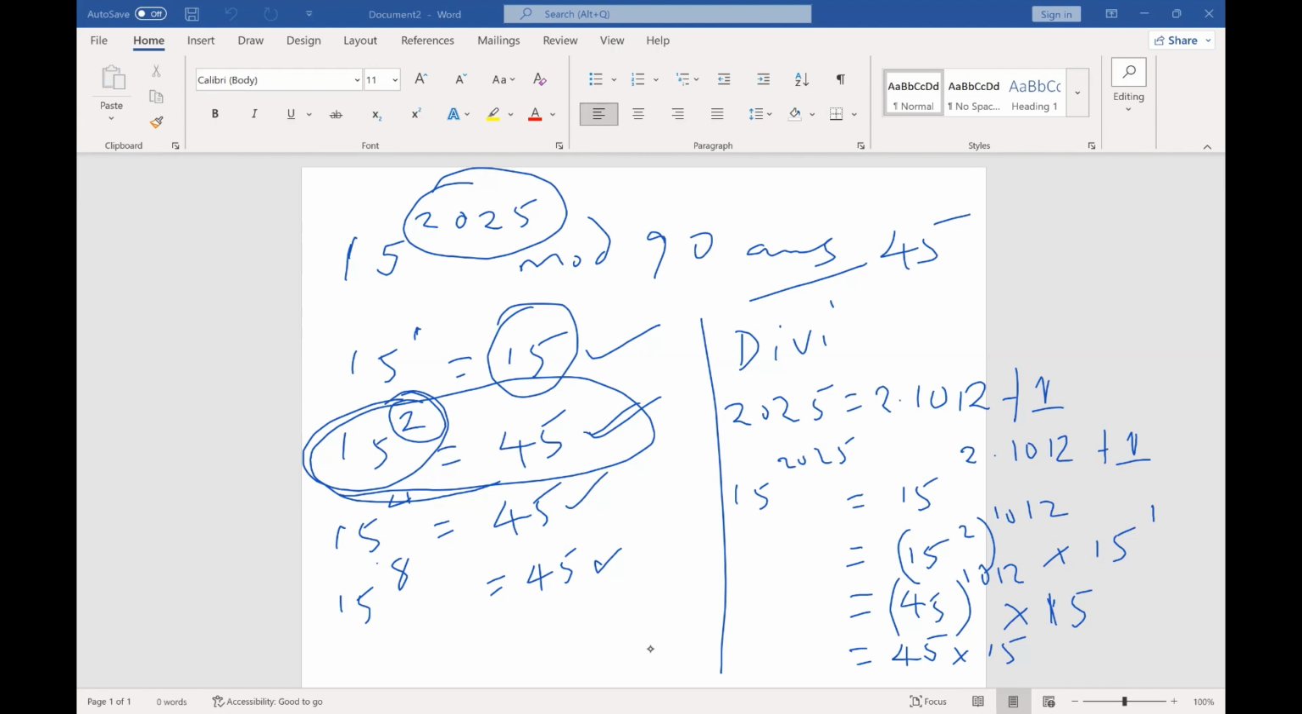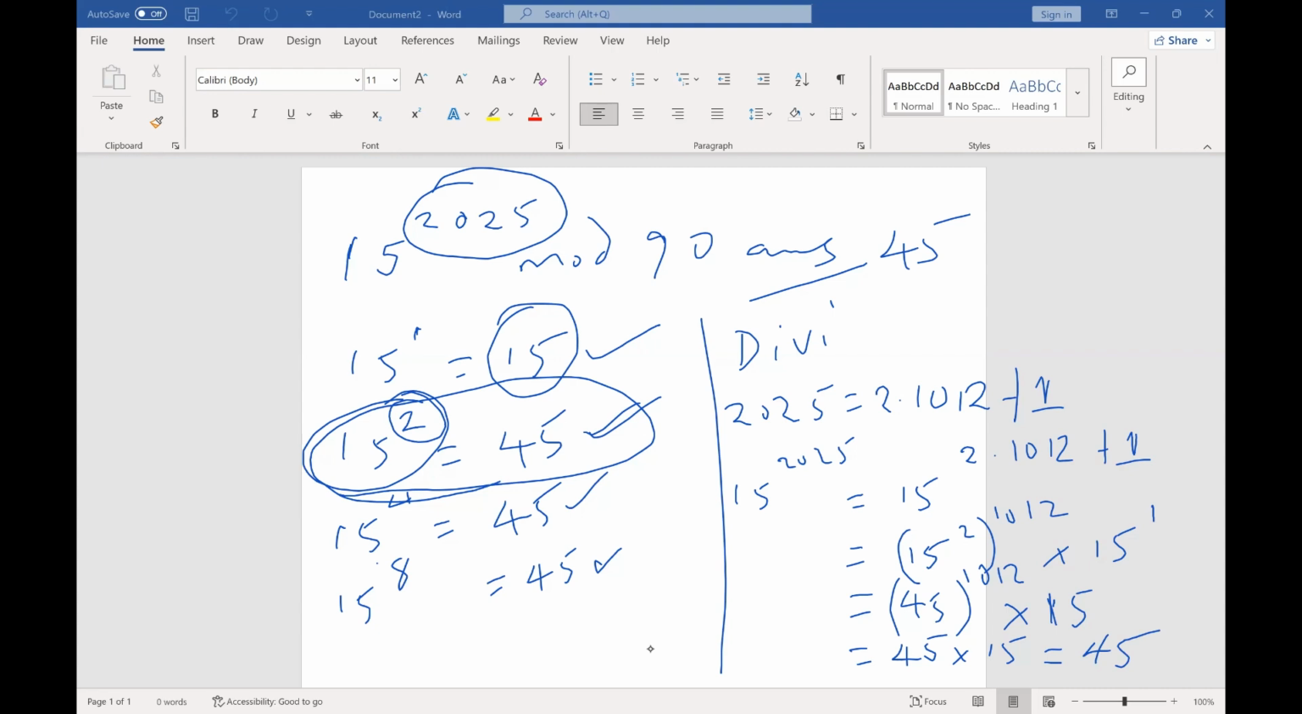Okay, so what is 45 times 15? Divided by 90, what is the remainder? The remainder is 45. Only divided by 90. It told me it was 675. 675 divided by 90, you get 7.